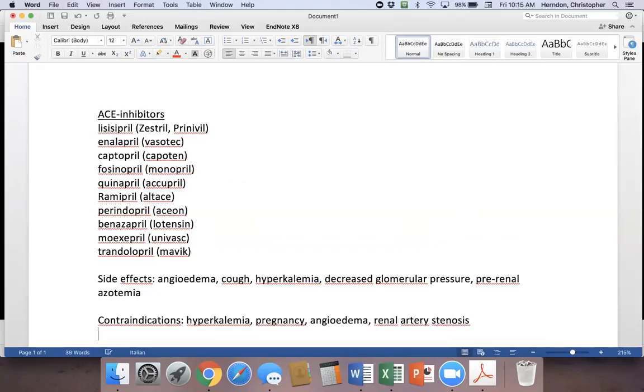Good. How about monitoring parameters? When do you want to monitor stuff? The answers are all here. So you're going to start me on an ACE inhibitor because my blood pressure is all high today. I'm stressed out, trying to teach you guys stuff. And you put me on lisinopril. What do you want to look at? Boots on the ground. Okay, so you're going to look at K. What else? Serum creatinine. Is that it? Blood pressure. Yeah, good.